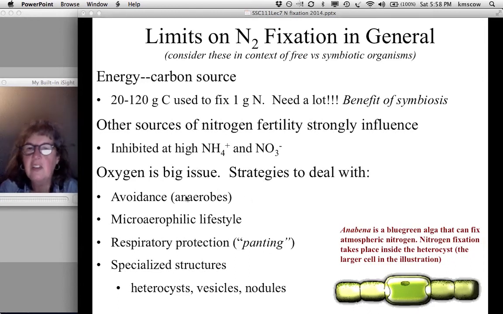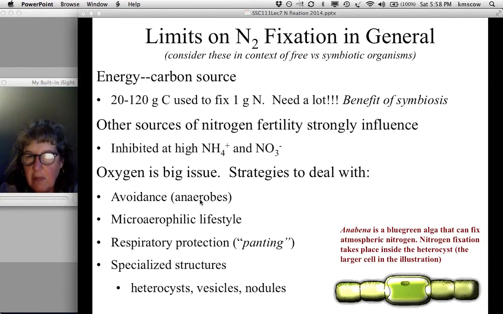And then we have oxygen. So different groups of organisms use different strategies, because remember, these are limits on N fixation in general. One is physical protection in the nodules, where there's actually a diffusion barrier. But also, cyanobacteria have heterocysts, which are specialized, very thick-walled cells where nitrogen fixation goes on in this filamentous organism, while the other cells in the filament specialize in making ATP.